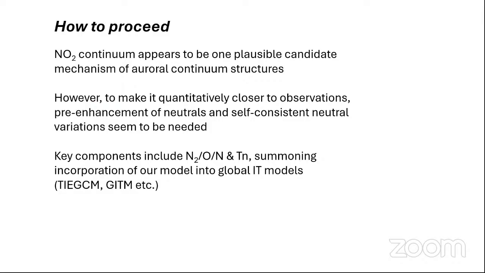So, how to proceed? I think it's reasonable to say that from the simulation result, the NO2 continuum appears to be one plausible candidate mechanism for the aurora continuum structures. However, to make it quantitatively closer to the observations, some pre-enhancement of the neutrals and self-consistent neutral variations seem to be needed.